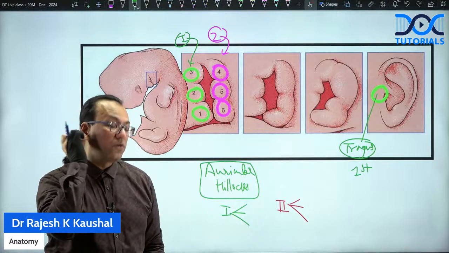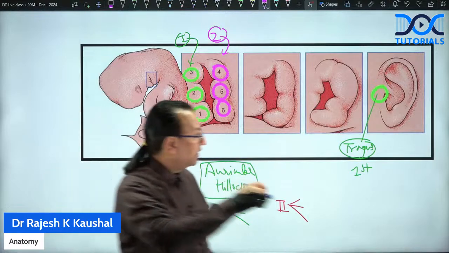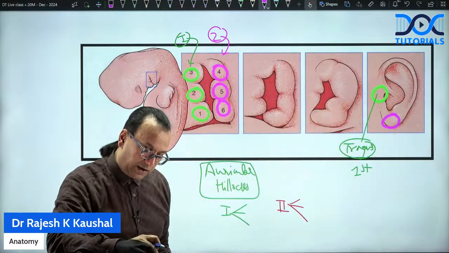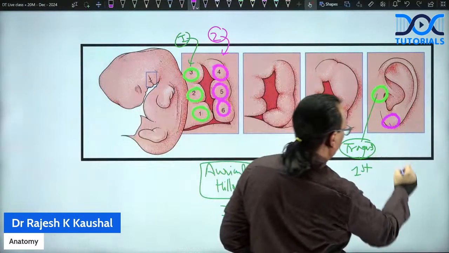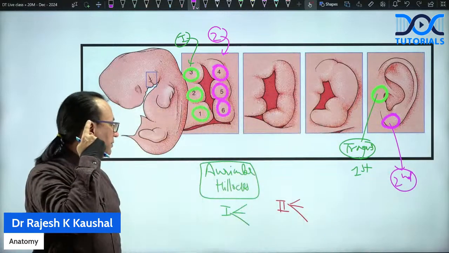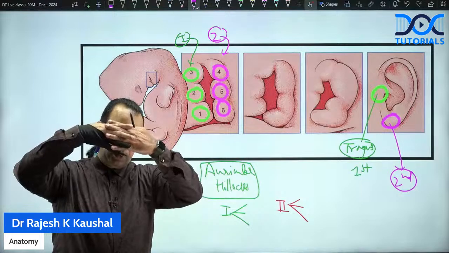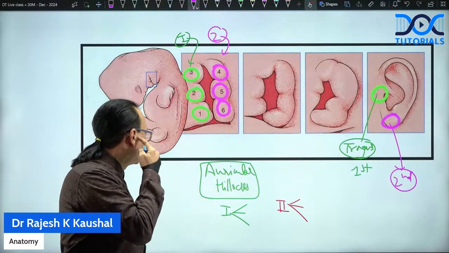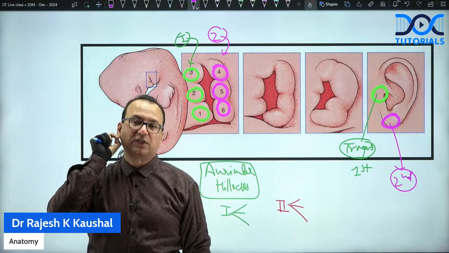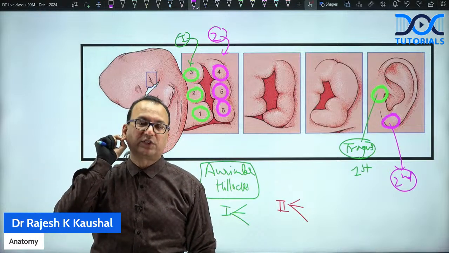Who is forming the ear lobule? And remember, the ear lobule is from the second arch. So just remember, there is arch number 1 and 2, they will merge actually. And if you say tragus, this is first arch, and if you say ear lobule, then this is second arch. That should suffice. Otherwise, it is a controversial topic.